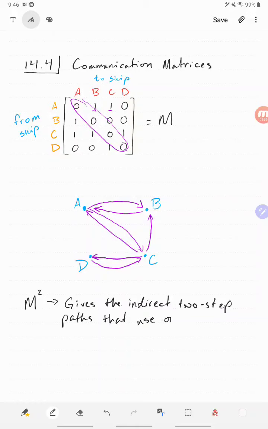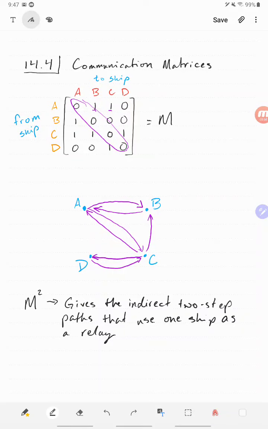Use one ship as a relay, right? So if I wanted to go from C to B, I could go C to A and then A to B, right? That would be a two-step relay. I could go from D to C and then C to B, right? That is a two-step relay.